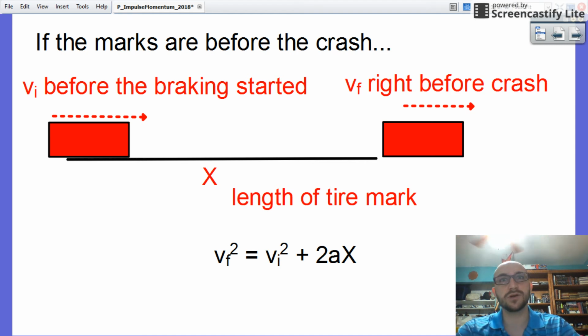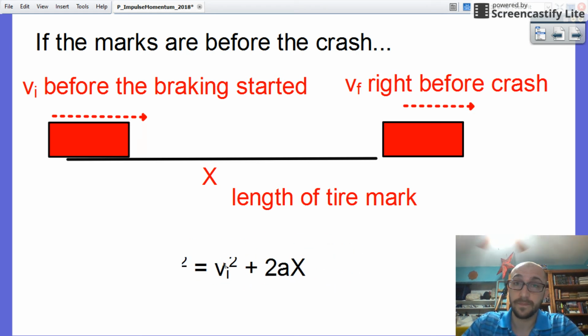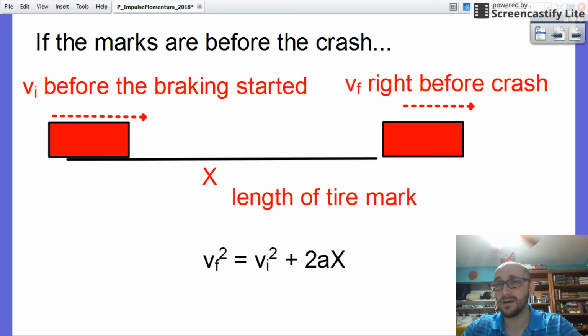Now, if those skid marks are from before the crash, then your VI in your equation is going to be the velocity of the car before it starts braking. And the VF is going to be the velocity of the car right before it crashes. Now here's the confusing part. Your VF in this equation is going to be your VI in the conservation of momentum equation. So make sure when you're drawing your pictures that everything is labeled nice and clear. And X is the length of this tire mark.